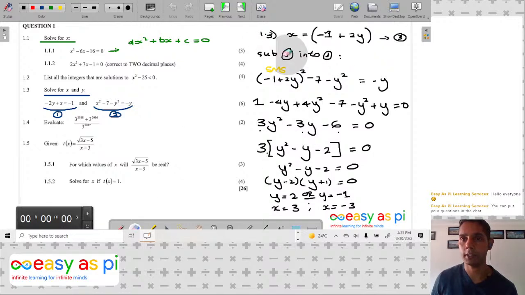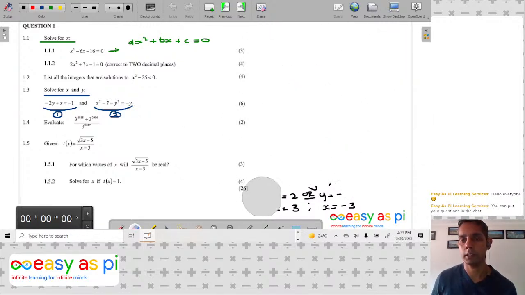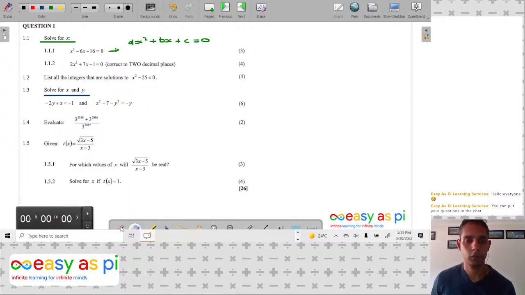I'm going to erase this. And here's what we're going to do. I think we can round it off with one last question. Actually maybe two questions, but they say evaluate 3 to the power 2018 plus 3 to the power 2016 all over 3 to the power 2017. That's for only 2 marks. You're going to have to use your exponential laws here.